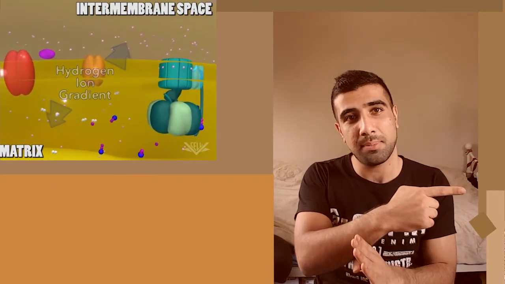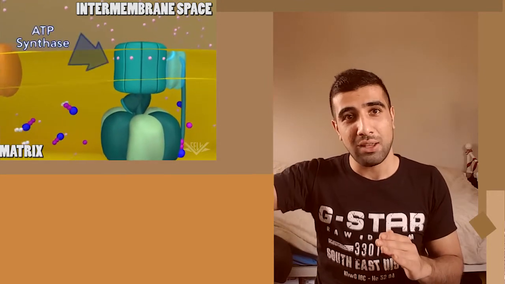So we use one battery to power these machines to pump the protons into the intermembrane space in order to create a gradient and use the turbine to create energy, or to power up another battery called ATP, because it's more common, it works with different types of machinery inside the cell.